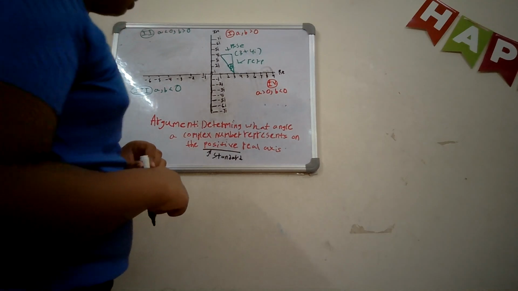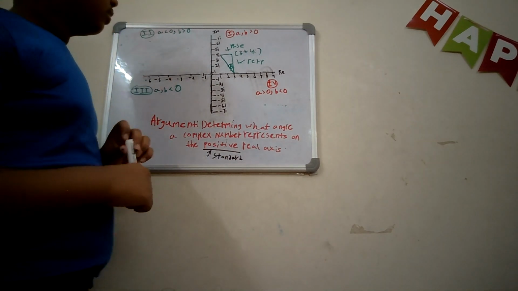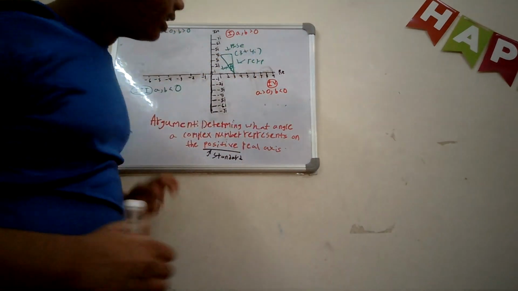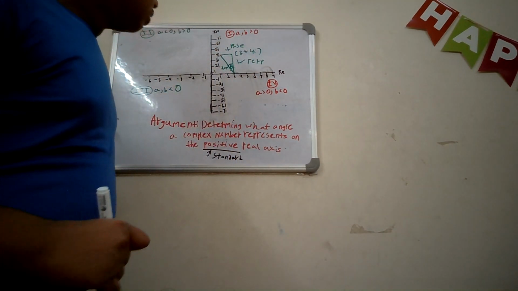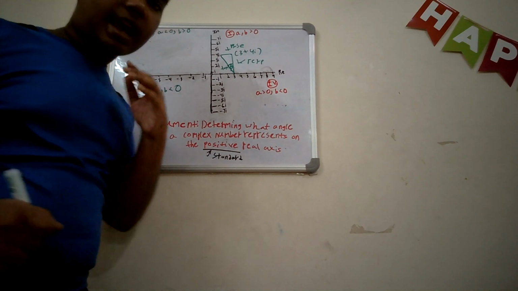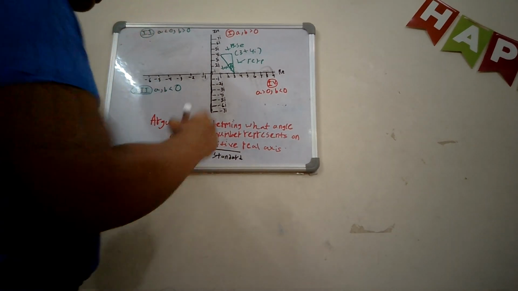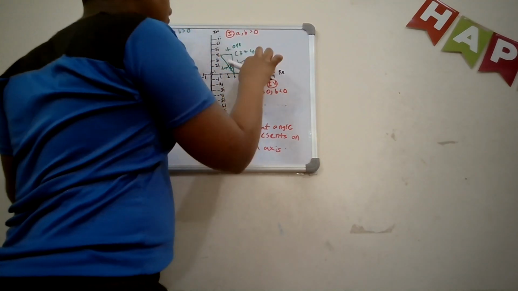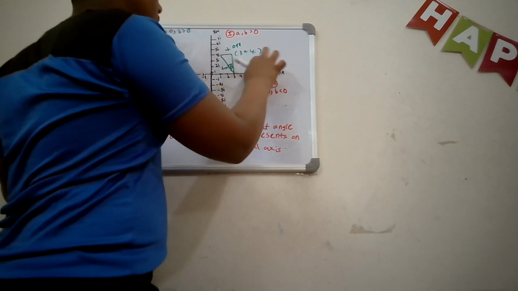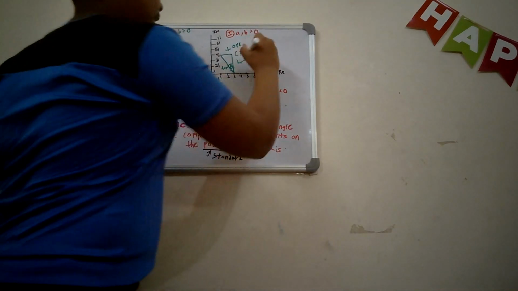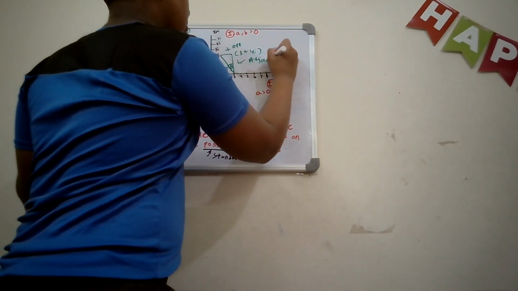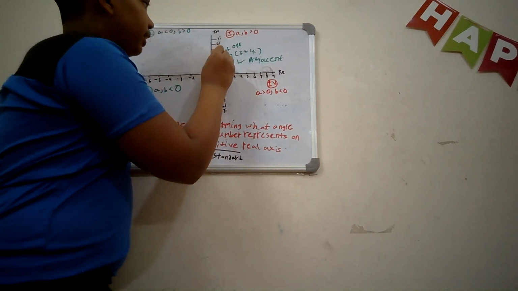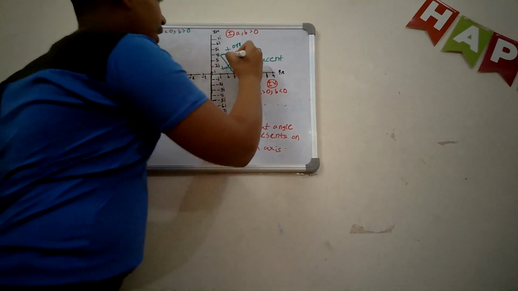Look, we know that we can call this tan, right? We know that tangent is equal to the opposite over adjacent, yes. So the tan of theta is equal to the opposite side over the adjacent side.